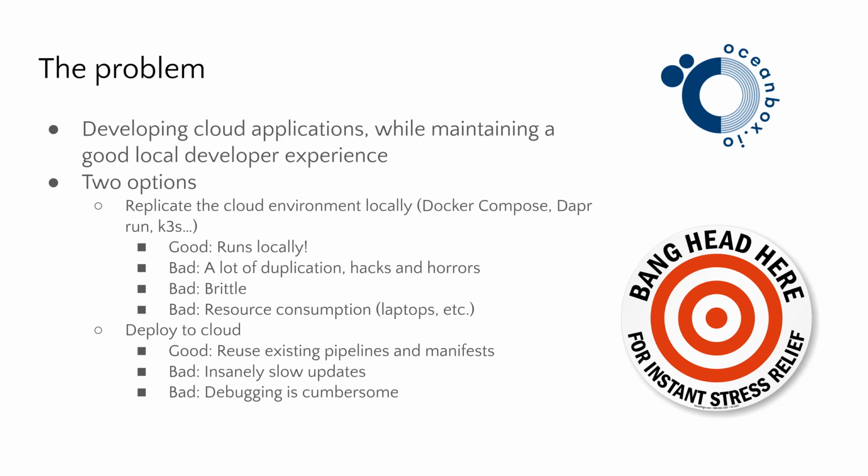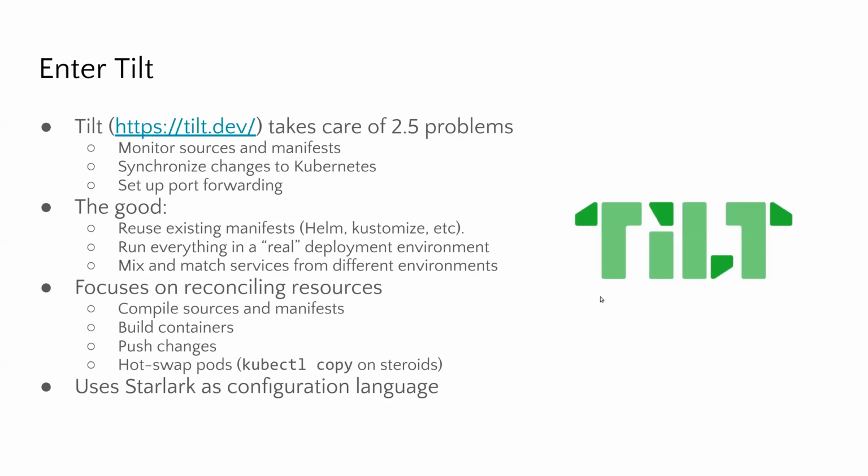So the other option we have is to deploy it to the cloud. And that's, of course, really nice, because we probably already have existing pipelines and all the manifests and everything, so we can just send it to the cloud. But the bad thing is, of course, that it goes insanely slowly to update things, particularly if you're going to sit and wait for CI pipelines. It's like you add a print and you wait for 20 minutes until you can check. So debugging and developing becomes very slow. So this is where Tilt comes in.